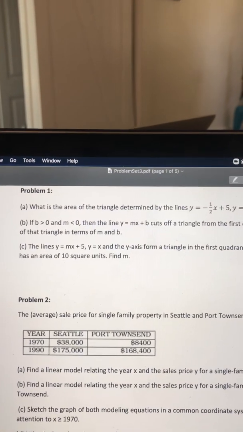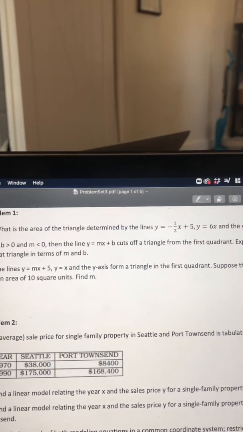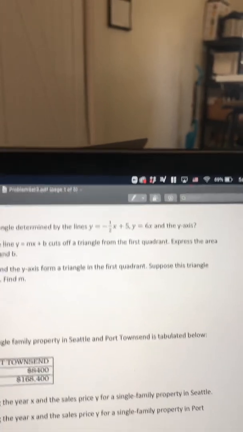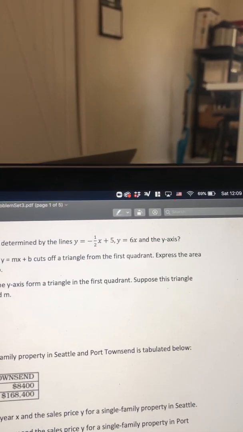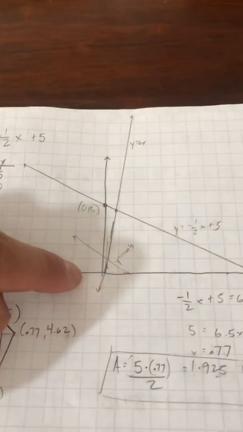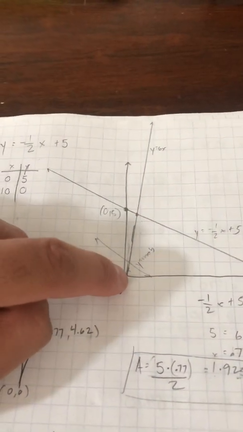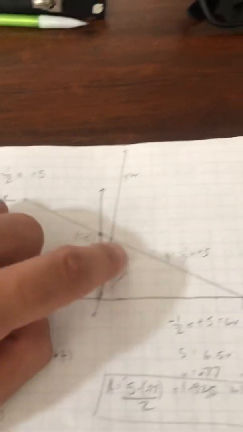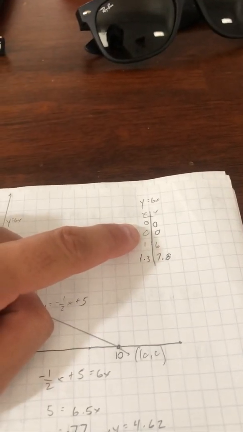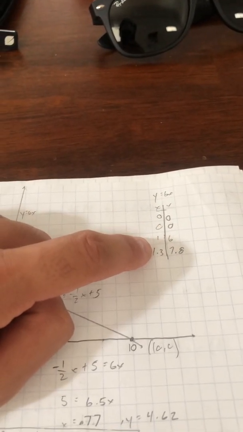The question asks, what is the area of a triangle formed by the lines y equals -1/2 x plus 5, y equals 6x, and the x and y-axes. So I went ahead and drew a visual depiction. Here's the y-axis. Here's y equals 6x, and then I just made a table using x and y intercepts and a couple of random points.